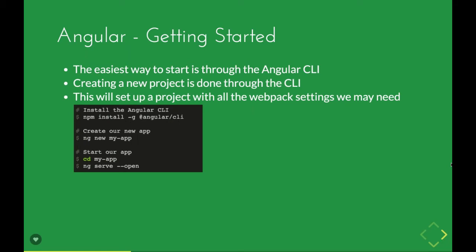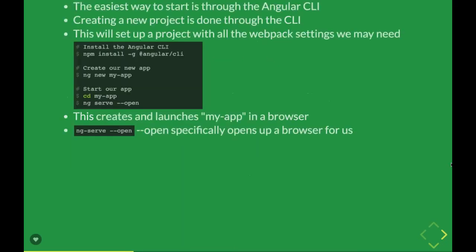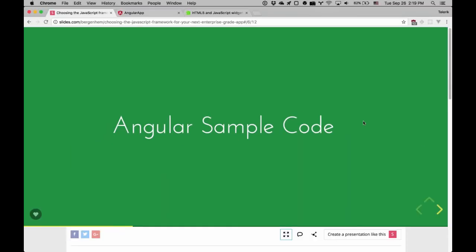So all that you need to do is use npm, pretty easy. You can just do npm install -g and then @angular/cli. Then you have access to the command line using ng whatever it might be, so ng new app, cd my-app, ng serve, and --open actually allows us to launch the application in the browser. You can just use ng serve, of course, but that --open actually brings it up in the current browser. So let's quickly take a look at the sample code for Angular.